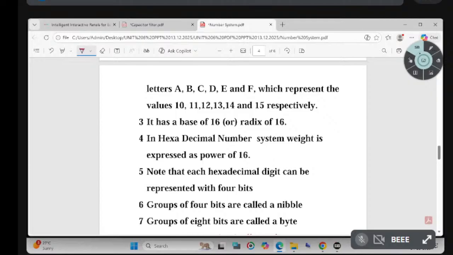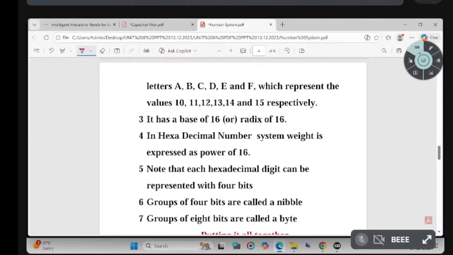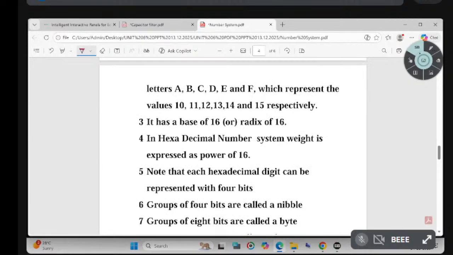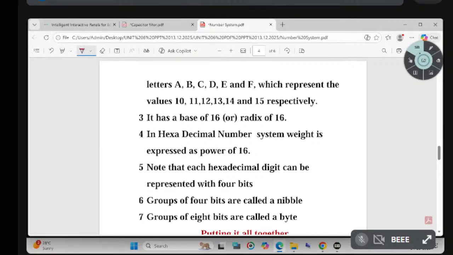After that we'll do the problems, two problems. One is without decimal, one with decimal.